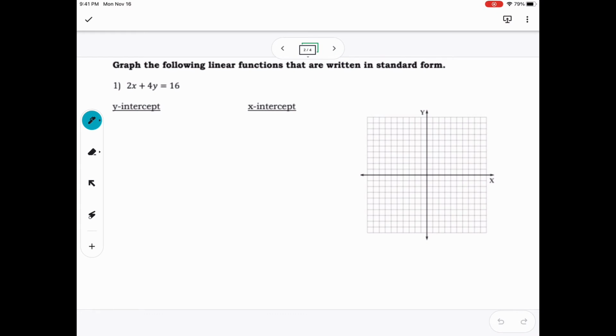So example 1 here, I want to graph the following linear functions that are written in standard form. So I'm given 2x plus 4y equals 16. Okay? So same process as what we talked about. I'm going to plug in 0 for x. Okay, so plugging in 0 there. And then that allows me to get 2 times 0, which is 0.